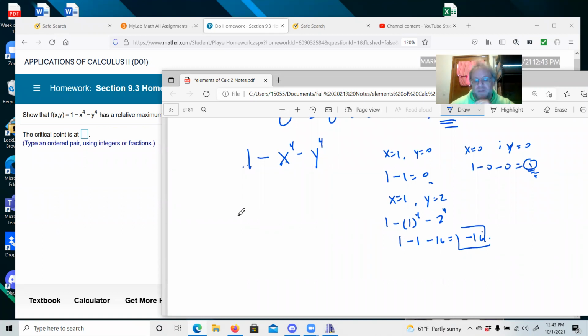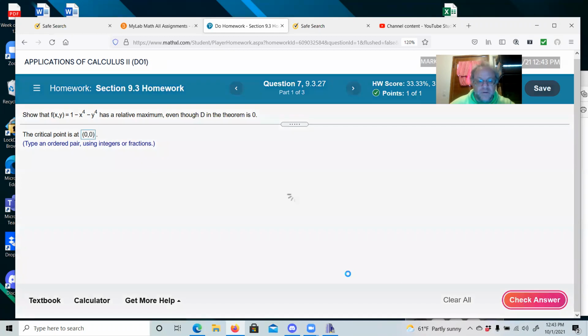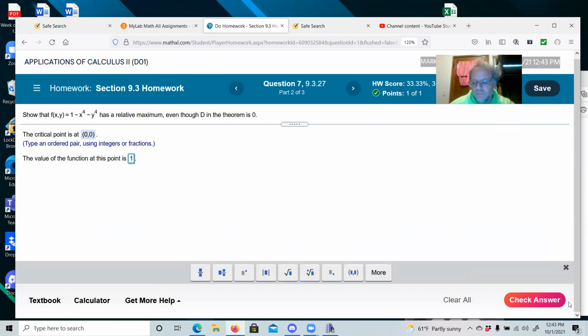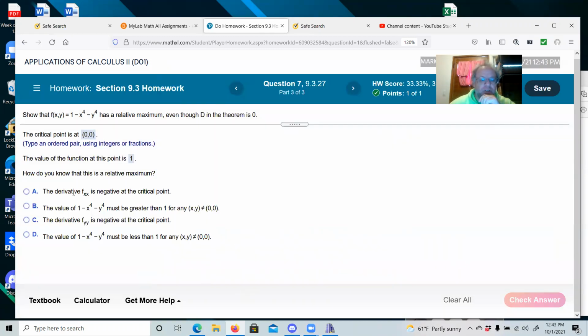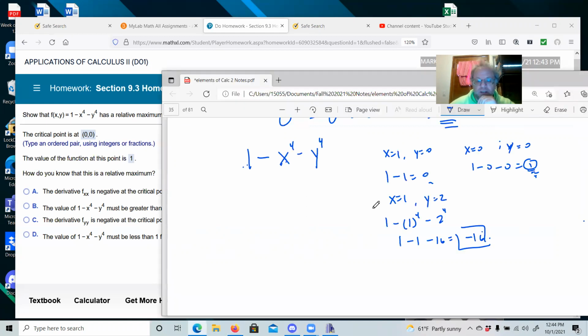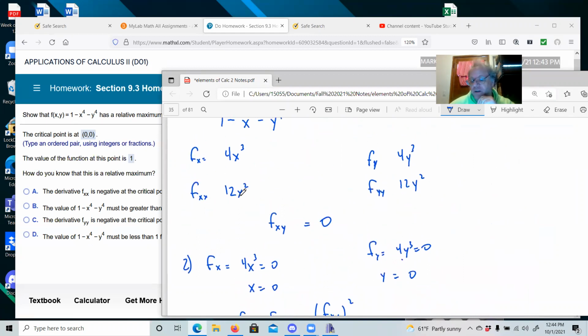So we do have a critical point at 0, 0, because that's what we found. We checked that the determinant was actually equal to 0, so that doesn't give us more. The value of this function, plug in 0, we get 1. Hooray, dopamine. The derivative fxx at the critical point, if I plug in x equals 0, is equal to 0.